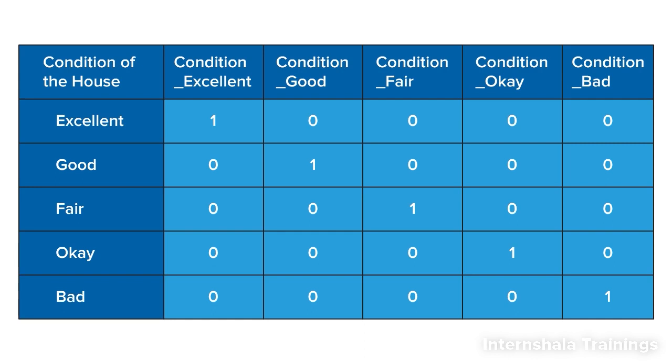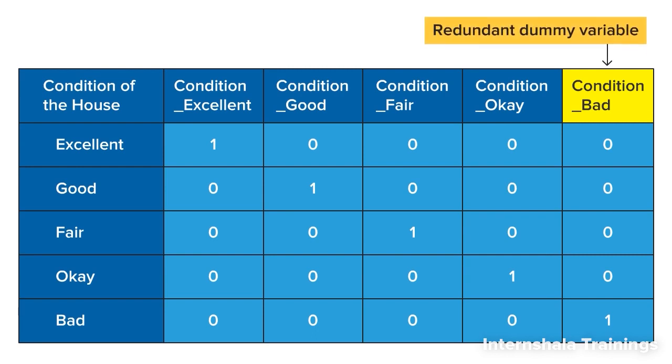For the last row, once you know that the value of other 4 dummy variables is 0, you can infer that value of condition underscore bad variable has to be 1, since that is the only option left. In that sense, condition underscore bad is a redundant dummy variable, since whatever information is provided by this variable can already be deduced with the help of the rest of the dummy variables. Hence, we can drop this variable.